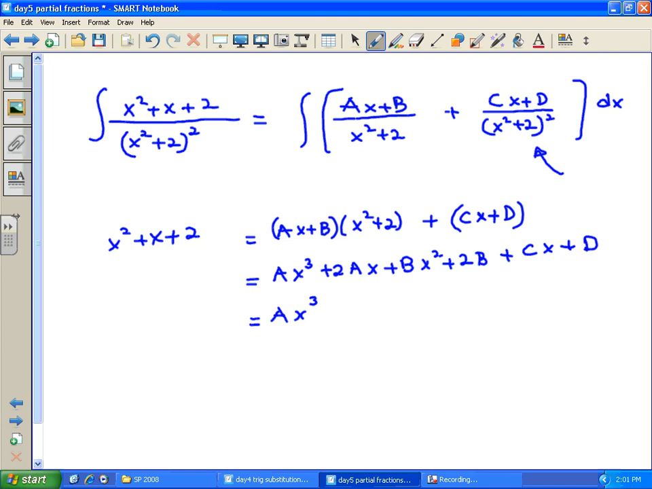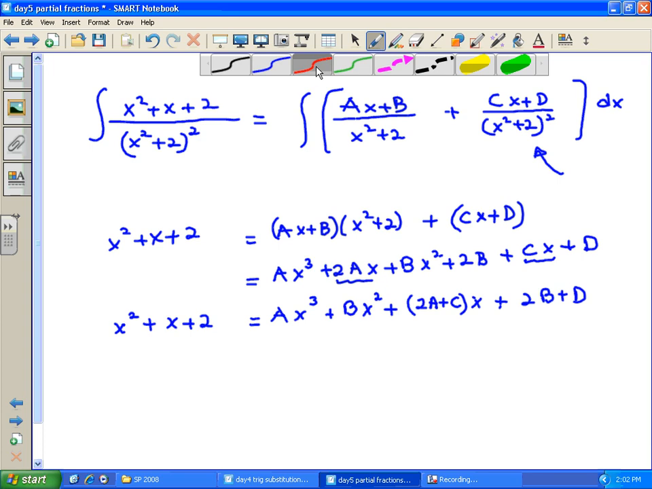Okay, I only see one x squared term. How about x terms? I should combine this one with this one, right? 2a plus c. And the constant with no x's in them, we have 2b plus c. All of this must be equal to the left-hand side.